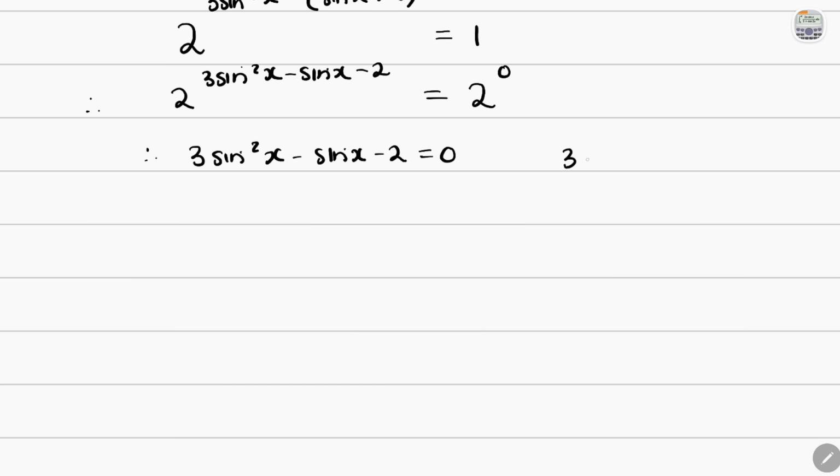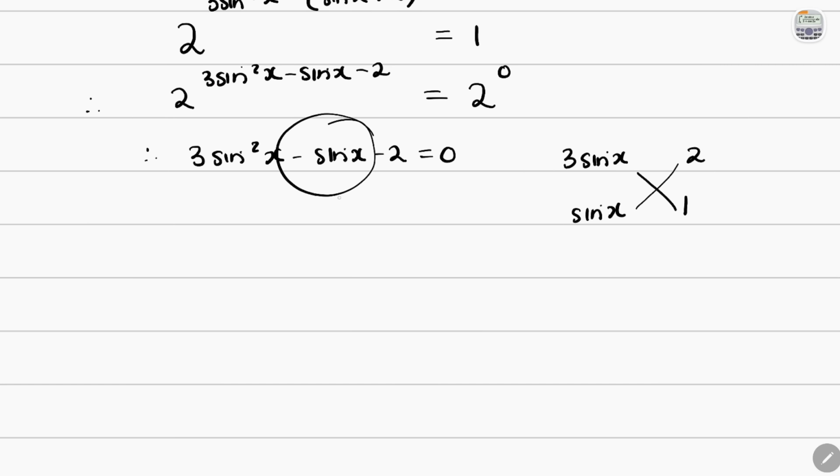So that is 3 sine x multiplied by sine x. That's what gives you 3 sine squared x. And then the factors of the last term, which would be 2 and 1. Okay, but it just depends on how you put them. Now, when you cross multiply them, they should give you the middle term, negative sine x.